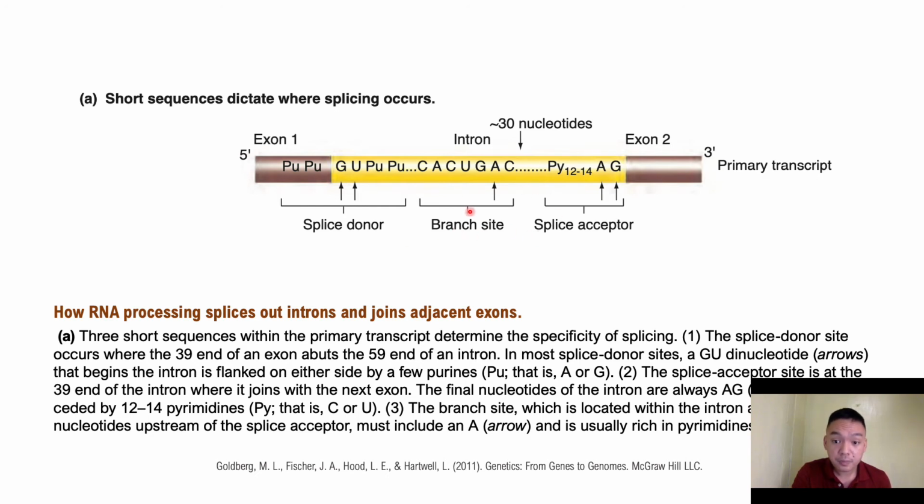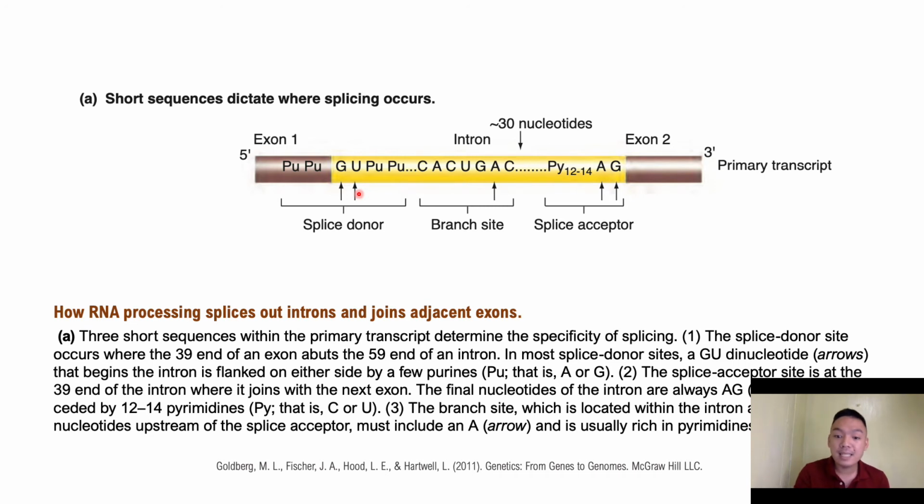The splice donor site occurs at the 3' end of the exon and abuts the 5' end of the intron. This is the exon, this is the intron. In most splice donor sites, a GU dinucleotide, the two nucleotides that begin the intron, is flanked on either side by purines. It's either purines, that is A or G.